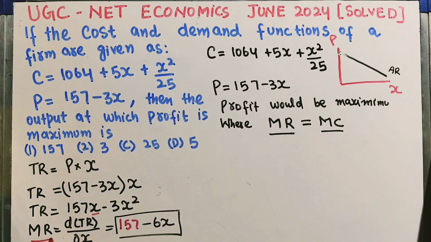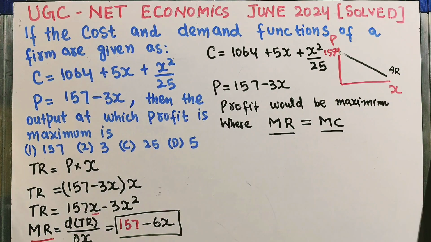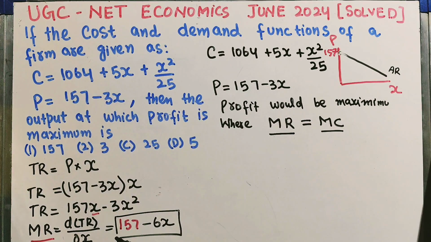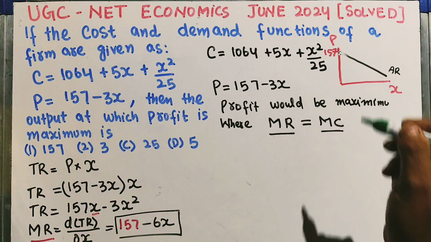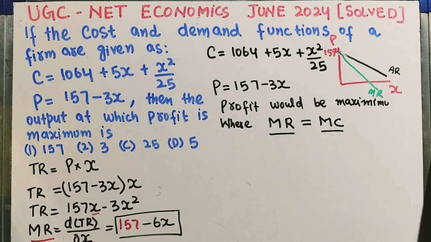Now here you can see the marginal revenue function has the same intercept of 157. The price intercept is the same, 157, but its slope is twice that of the inverse demand function. The slope of the inverse demand function is 3x, but the slope of the marginal revenue function is 6x. That means the marginal revenue function has twice the slope of the average revenue function. Let's draw the marginal revenue function here. This is our marginal revenue function.